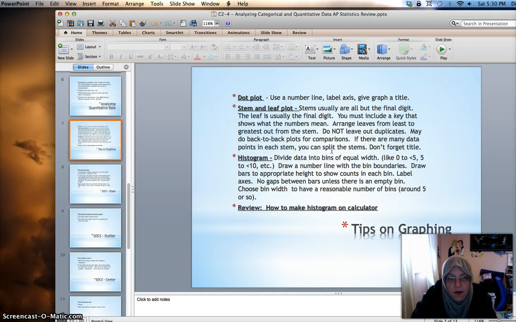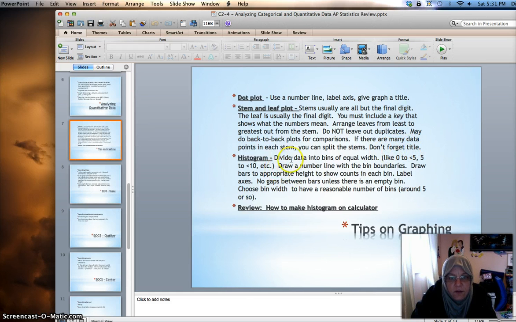That means if there's a whole bunch of values in the 20s, you could write down the stem 2 twice and do the 20s from 20 to 24 in one stem and 25 to 29 in another stem. If you're going to do that, do it for all of them, don't just split the 20s and nothing else. Also, don't forget a title.